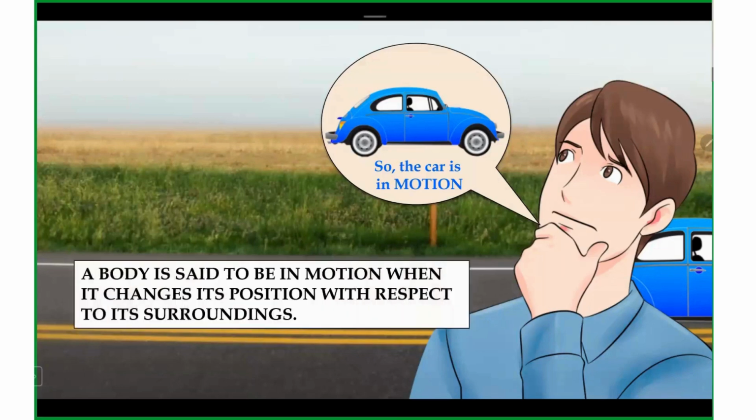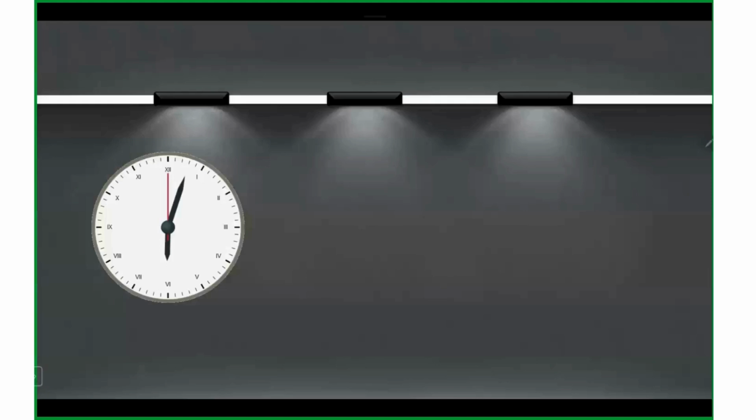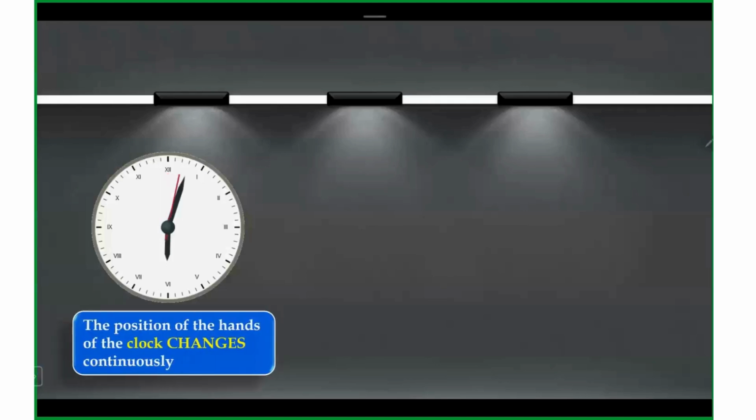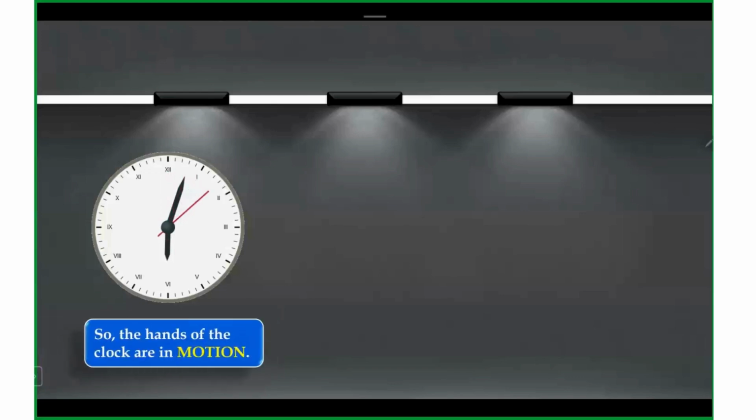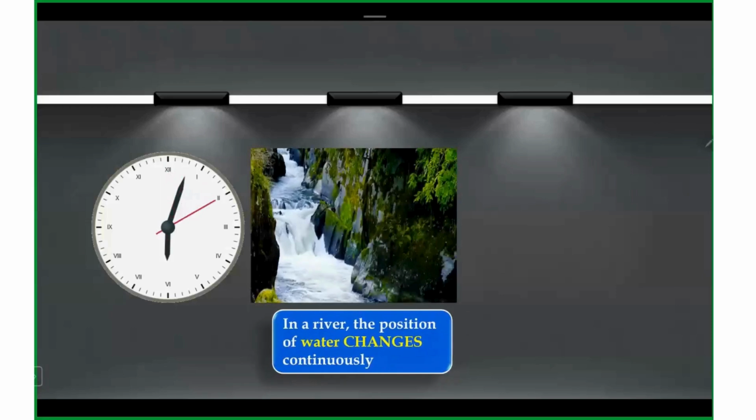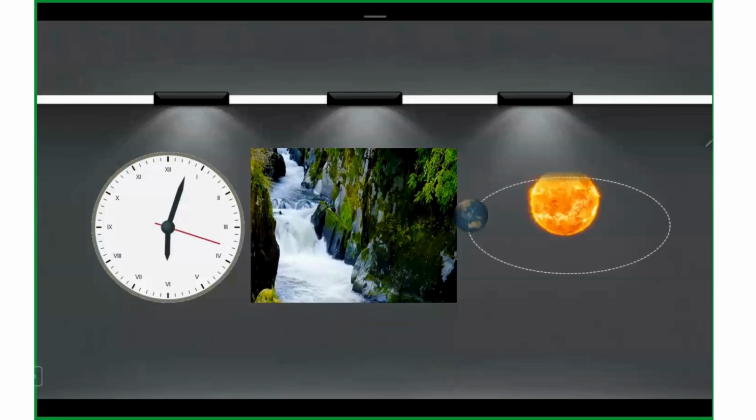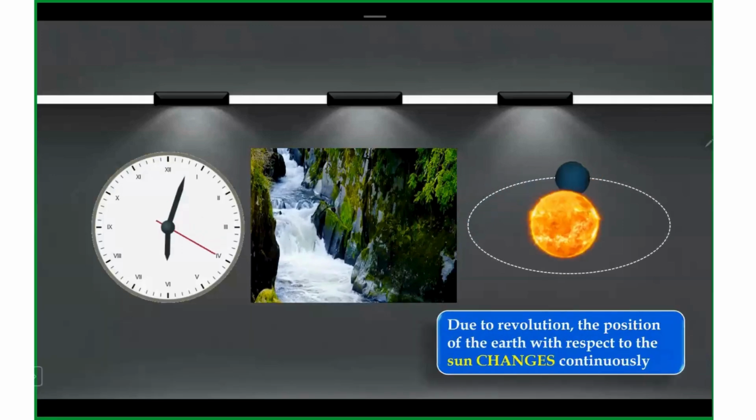A body is said to be in motion when it is changing its position with respect to the surroundings. For example, the hands of the clock are changing their position with respect to their surroundings, so they are in motion. The water of the waterfall is changing its position with respect to the surroundings, so it's in motion. And when you talk about Earth, it is changing its position with respect to the surroundings, that is the space.